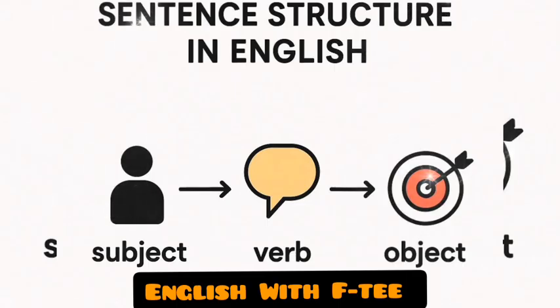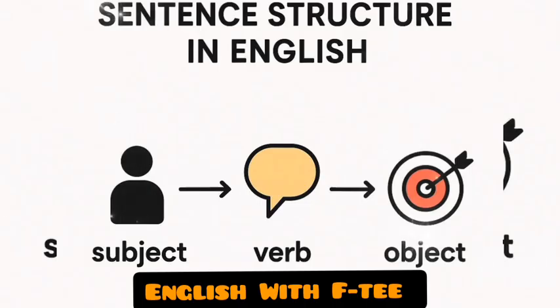Then, the predicate. The verb is the action performed by the particular subject in the sentence. For example, Mary has a pet. Has a pet here is the predicate of this sentence. That is the action performed by Mary.